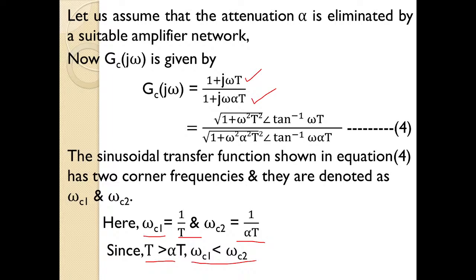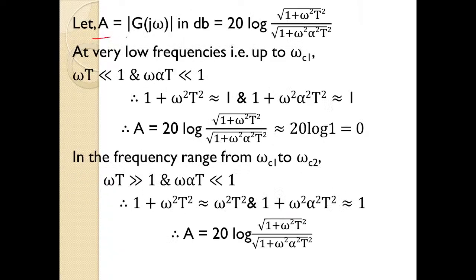Now let us determine the magnitude plot and phase plot for this compensator. For that, let us determine the magnitude. What is A? A is the magnitude of the sinusoidal transfer function in decibels, magnitude of G of j omega in decibels. The formula is 20 log of the magnitude, which is root of 1 plus omega square T square by root of 1 plus omega square alpha square T square.